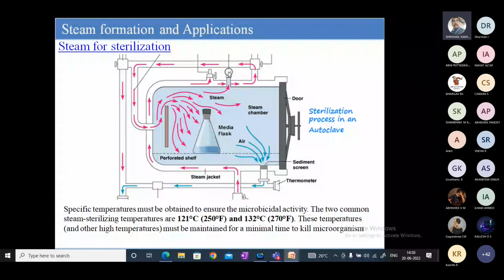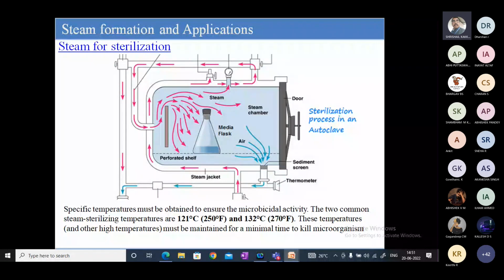Just like in our refrigerator, we maintain a low temperature, in a similar way we can have a temperature above 120 to 130 degrees centigrade. We can maintain constant pressure and temperature. At this particular temperature and pressure, we can minimize the contamination by microorganisms, and there will not be any kind of chemical reaction from microbiological activities. This is one of the important applications of steam, steam for sterilization.